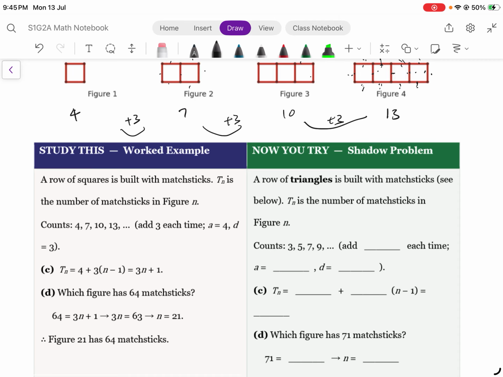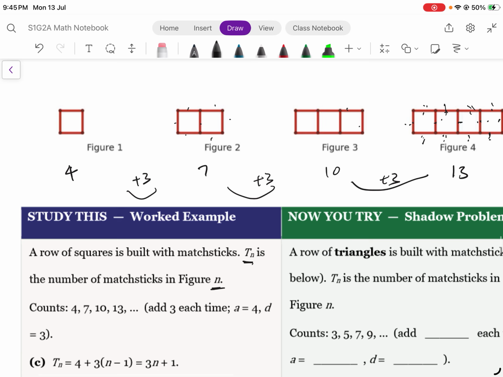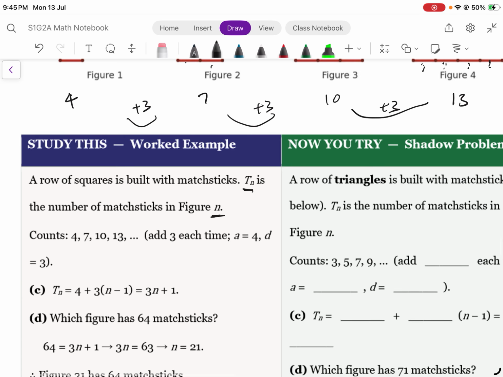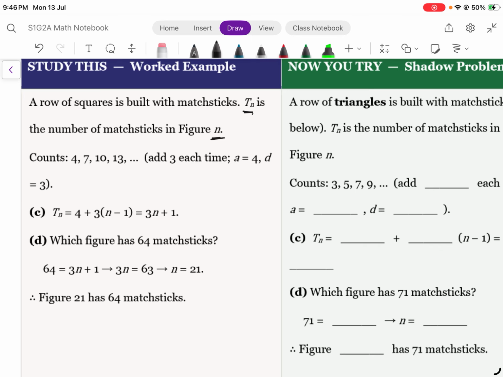So from here, we learn to solve. Tn is the number of matchsticks in figure n. Again, n is your placing. This is the first picture, figure 1, 2, 3, and so on. So n is figure what? N. Each time we add 3, so our first term is 4 and our difference is 3. When we expand 4 plus 3 bracket n minus 1, remember to expand this, you get 4 plus 3n minus 3, which is 3n plus 1, because 4 minus 3.